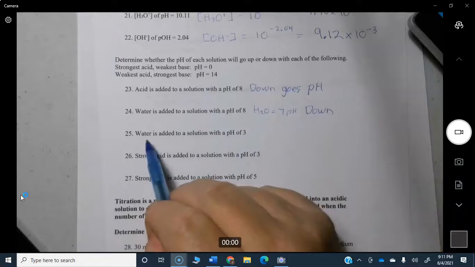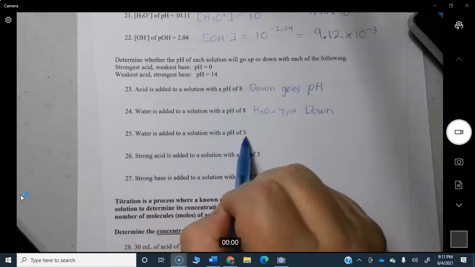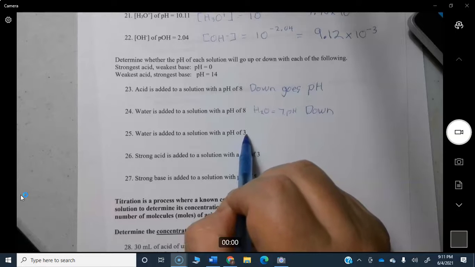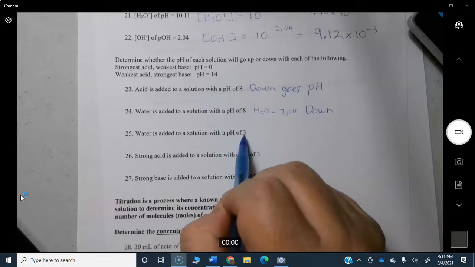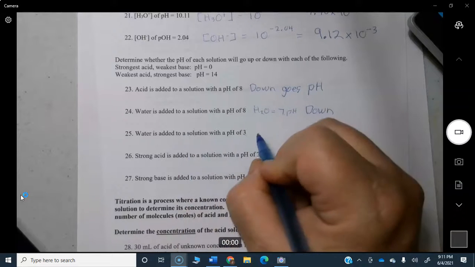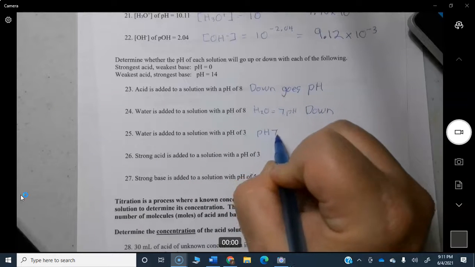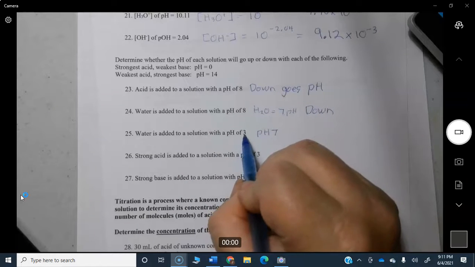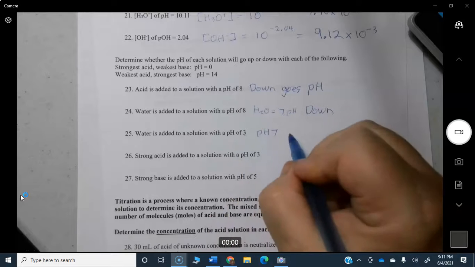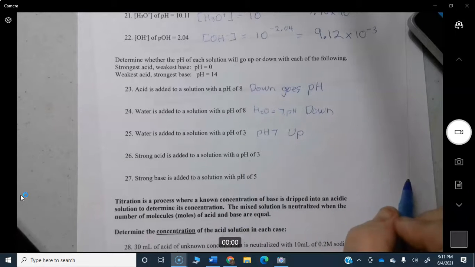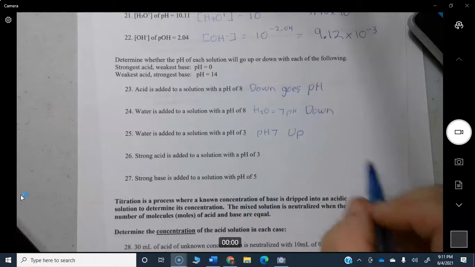Okay, water is added to a solution with a pH of 3. That's not a strong acid, but it's a pretty strong weak acid. Okay, so that's a pH of 3. That's an acid. So again, you're adding water. So you're adding to it a pH of 7. So that means this is going to be pulled up towards 7 as you add water. So it's going to go up. That's all we're asking, up or down. So that's going to go up. pH is going to go up.